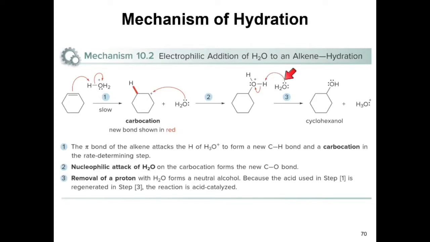The third step involves the deprotonation of this hydrogen atom. So water is acting as a Bronsted-Lowry base, deprotonating this hydrogen, which results in the cleavage of the sigma bond between the oxygen and the hydrogen atom. And the result is the formation of the final product, which is a cyclohexanol, and a byproduct, which is a hydronium ion. So the regeneration of this hydronium ion suggests that we have an acid-catalyzed reaction.